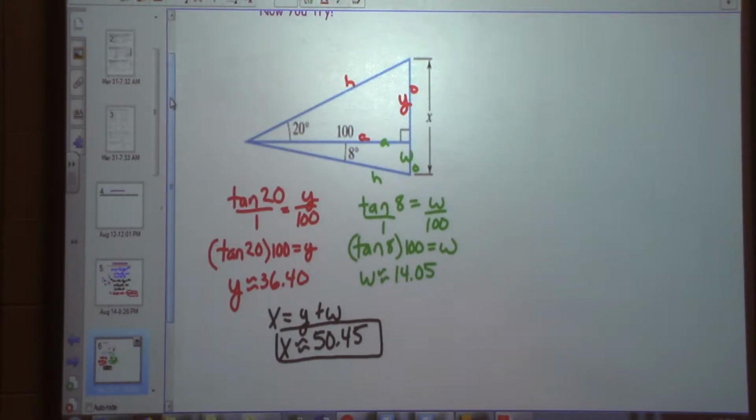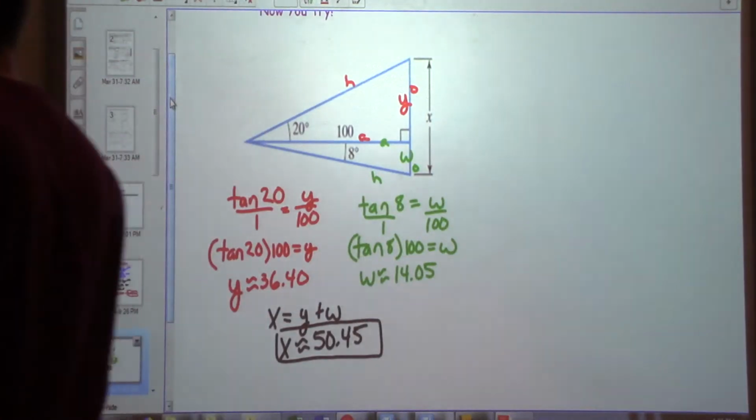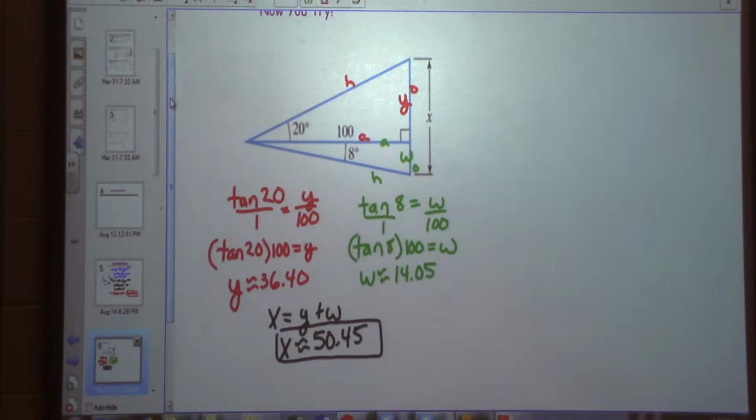If you split up into Y and W again, you should get the longer length there to be 36.40. The shorter length should be 14.05. And in total, 50.45. Alright guys, any questions on that?